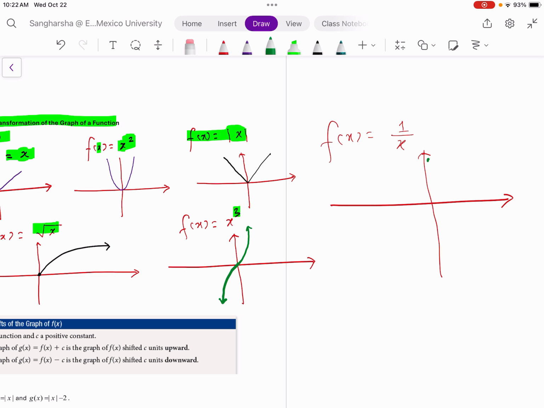We draw a graph, and our graph looks like this. It has to be a smooth curve. So our graph looks like this. Let me redraw this one.